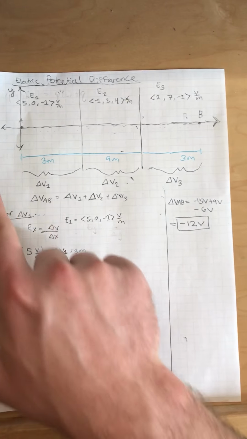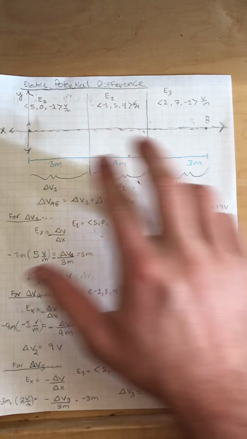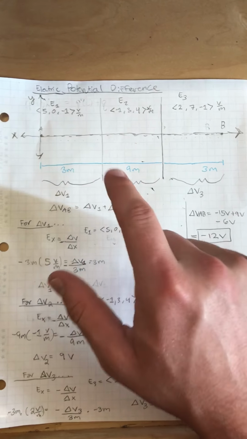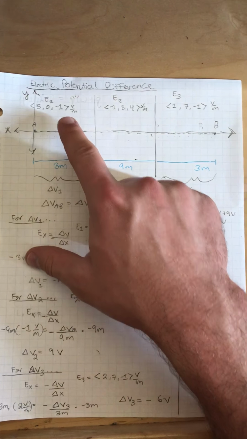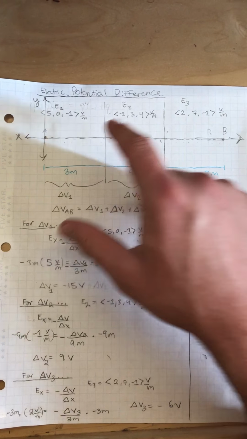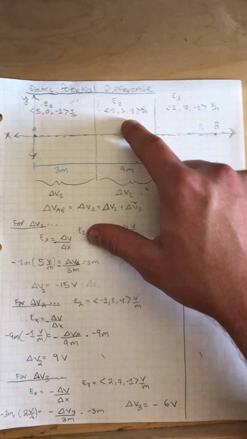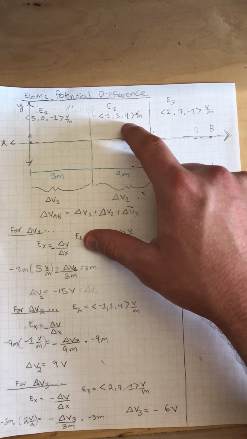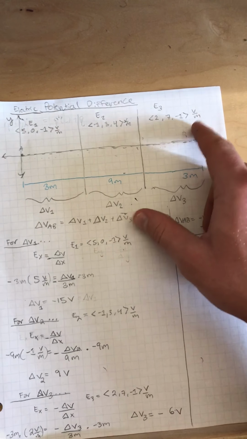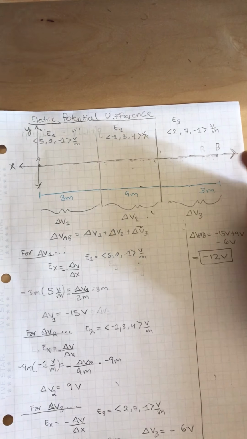We're going to calculate the electric potential difference from point A to point B along an XY axis. In the first region, we're going to have an E field of 5, 0, -1 volt over meters. E2 is going to be -1, 3, 4, and then E3 is going to be 2, 7, -1. These are all volt over meters.